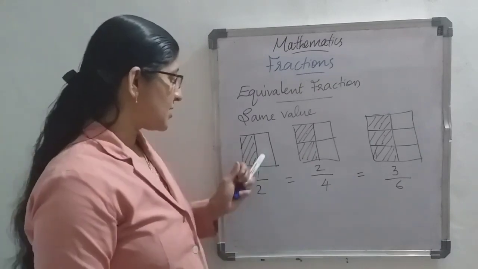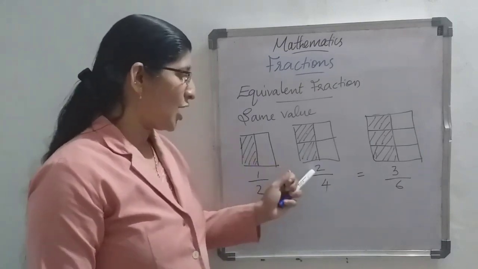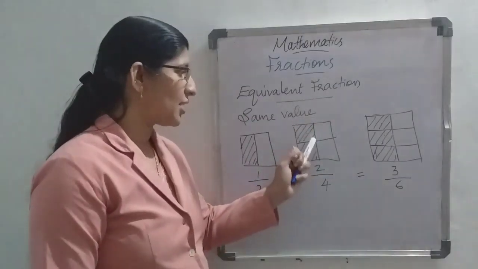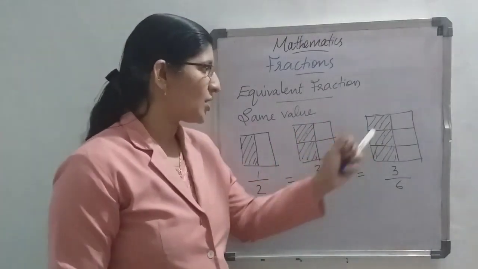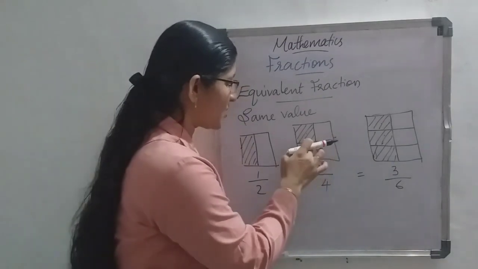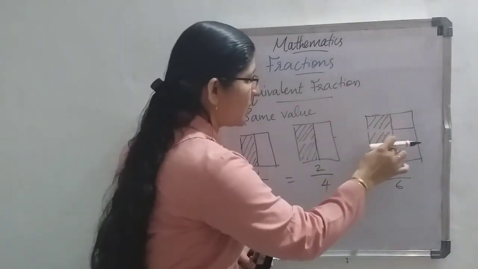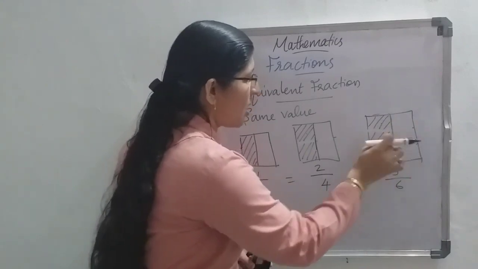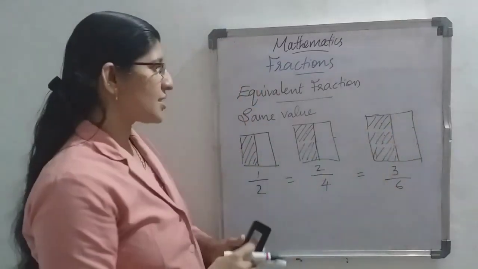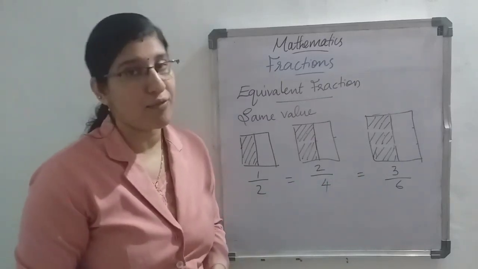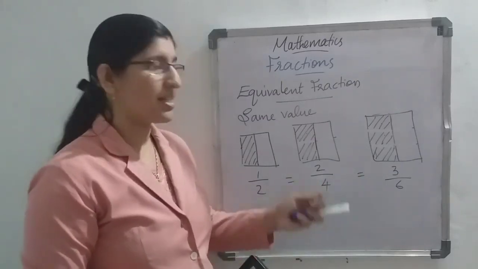That means this 1 by 2 has the same value equal 2 by 4 because it is the half part, isn't it? Here also it is a half part. Here also it is half part. Whenever I am removing this one, you can see this is also half. Whenever I am removing this one, you can see this is also half. Okay, so everything is half. So all the fractions are same. It has same value. 3 by 6 means it is half.